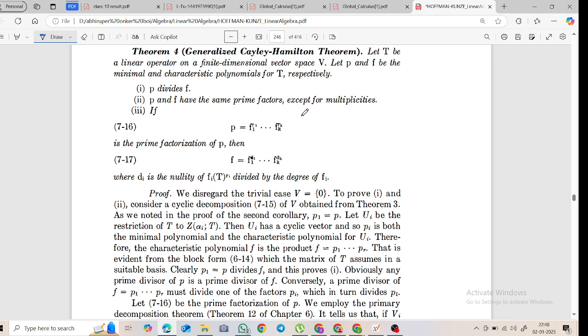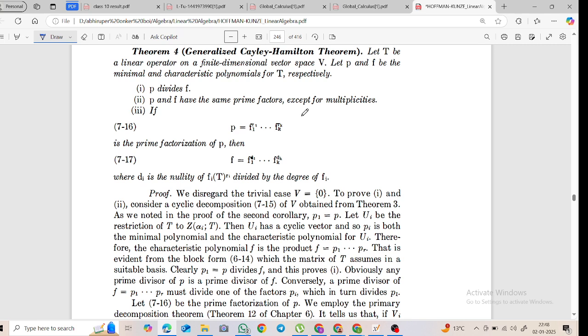So we know the Cayley-Hamilton theorem. They are proposing this generalized version: if T is a linear operator on a finite dimensional vector space, P is the minimal polynomial and F is the characteristic polynomial for T, then P divides F. P and F have the same prime factors except for multiplicities.